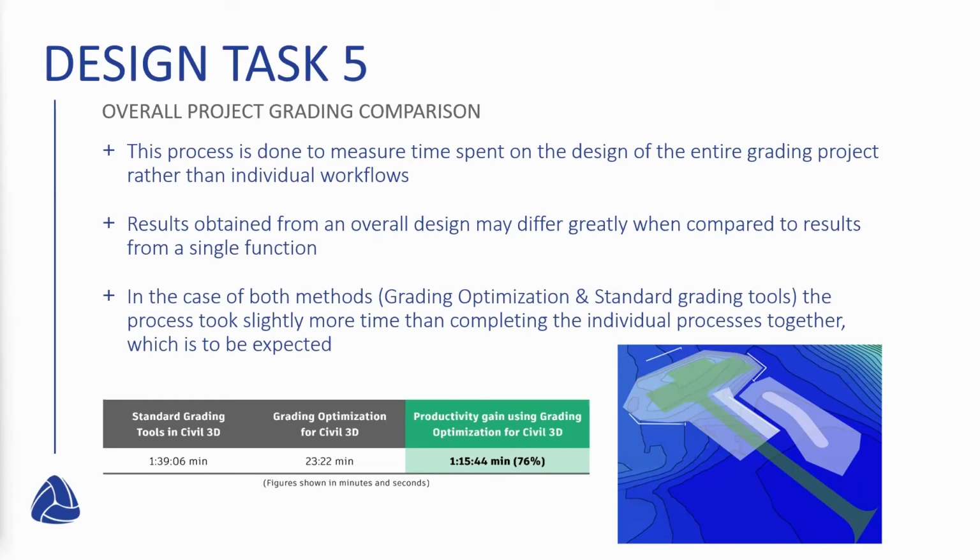And guys, that is an immense difference. That is a productivity gain of 1 hour, 15 minutes and 44 seconds, or 76% productivity gain. And the guys on here that know Civil 3D will know that that is a lot of time. You can get so much more done on your projects when actually utilizing grading optimization. You can spend a little bit more time on your actual road design and so forth. All right, so that is it for the 5 design tasks.